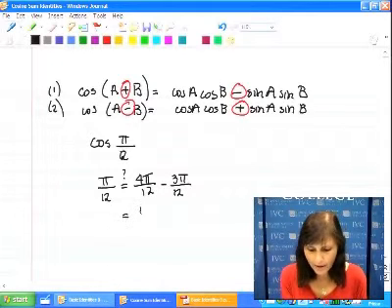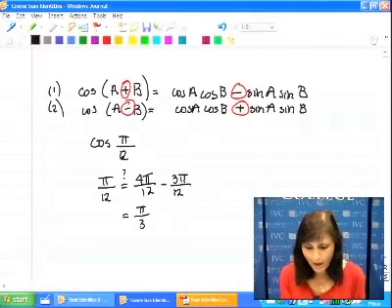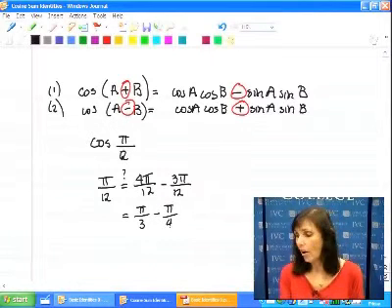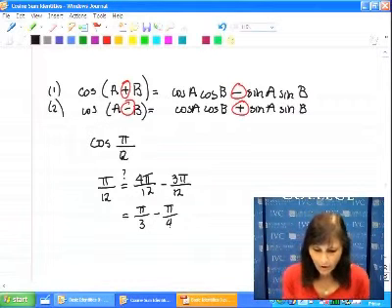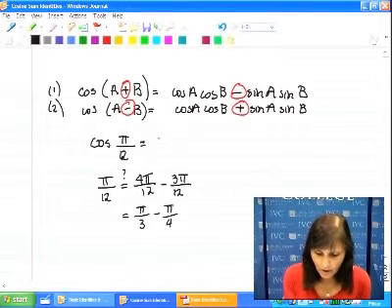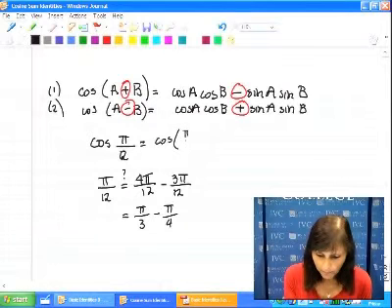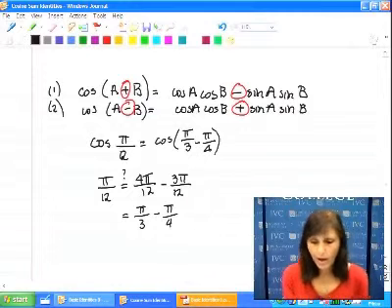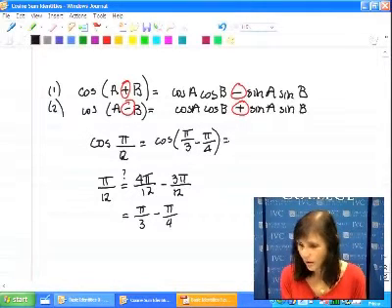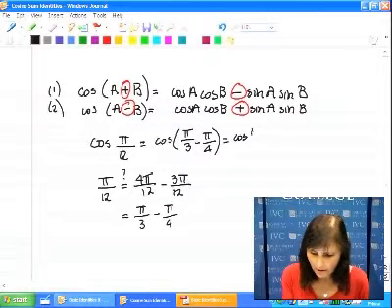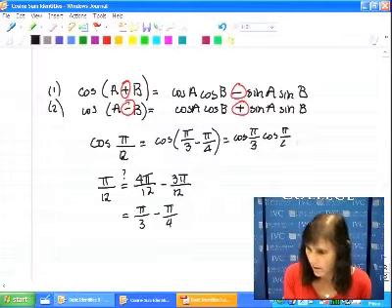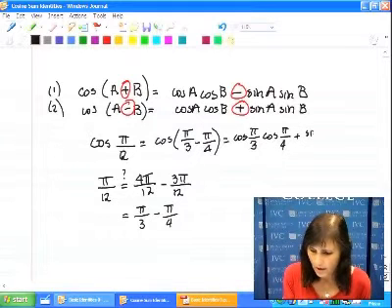Okay, and 4 pi is pi over 3. Oh my gosh, and then 3 pi is pi over 4. Okay, so I can actually do that. Cosine of pi over 12 is cosine of pi over 3 minus pi over 4. And apply cosine formula. What does that mean? Cosine cosine plus sine sine.